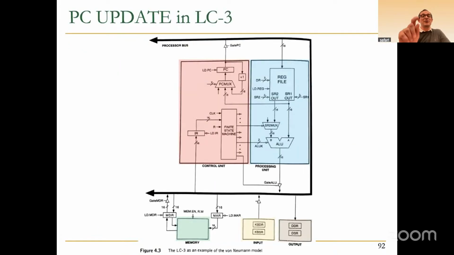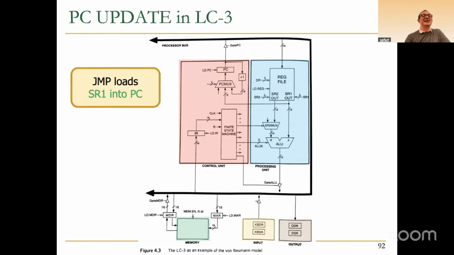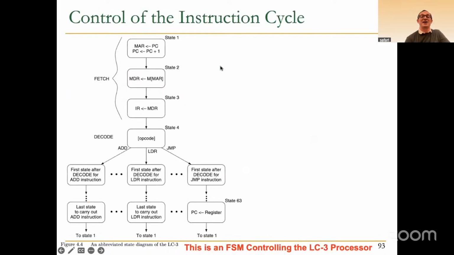Okay, let me just show you and then we'll be done. So how do you update the PC? Jump, for example, loads SR1 into the PC. There is a path from the register file that goes through a multiplexer, and you can actually set the load PC signal over here. That way you can put a register into the program counter.